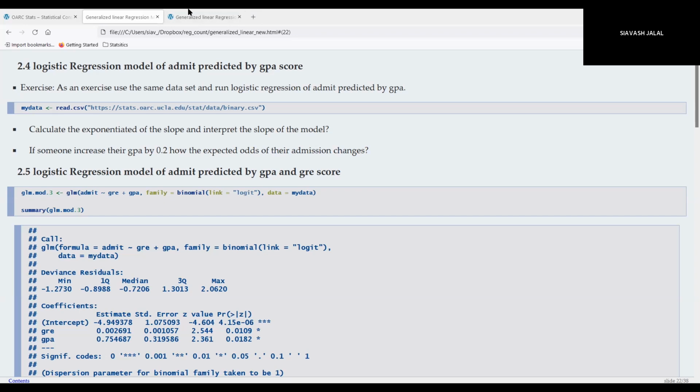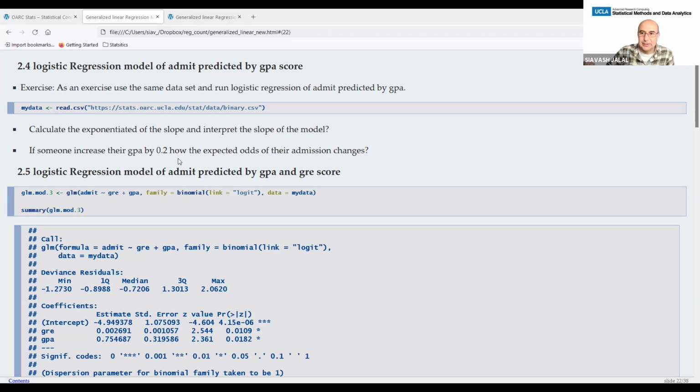GPA increases by 0.2. You can do a GPA increase by 1 point, but that would be somebody going from 3 to 4. That's why I made it like this, so you can also get some more realistic result.